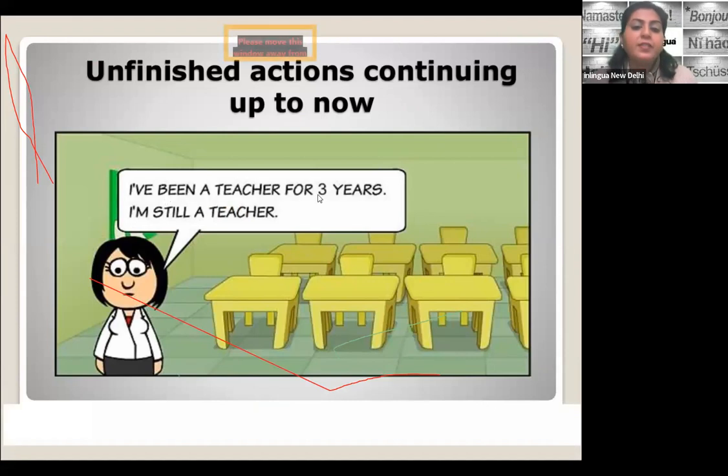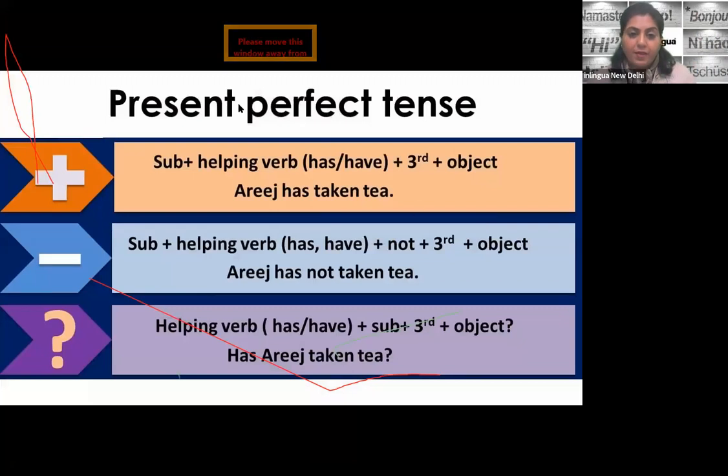Okay. Unfinished actions. One more example. I have been a teacher for 3 years. I am still a teacher. I have been a teacher for 3 years, meaning my job as a teacher started 3 years back. It continued for 3 years, and I am still doing the same work. I am still a teacher. It's an unfinished action.